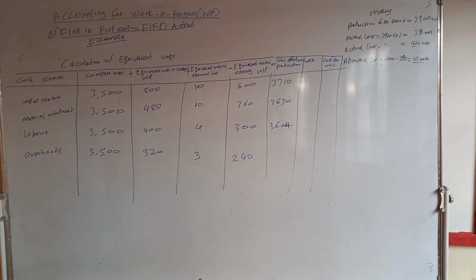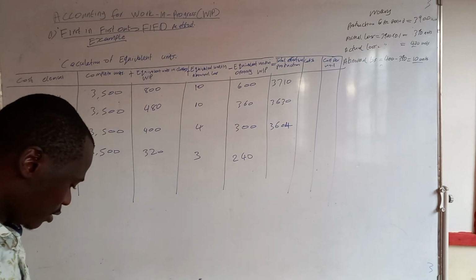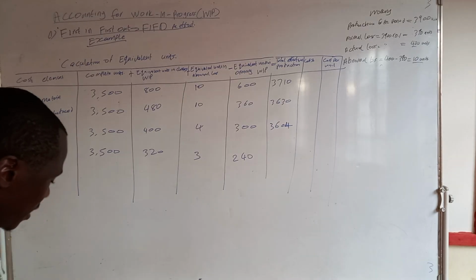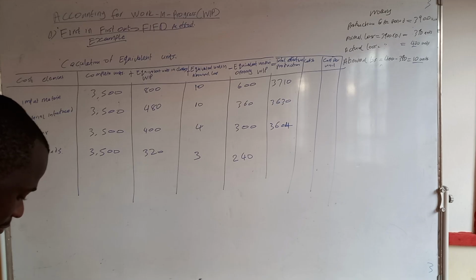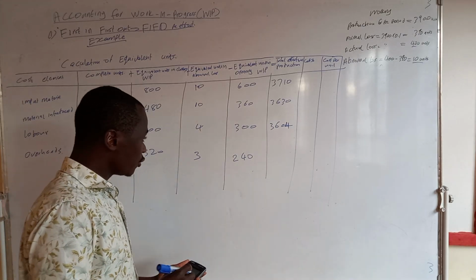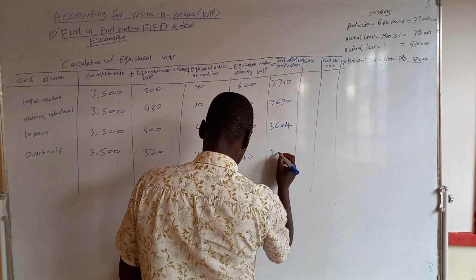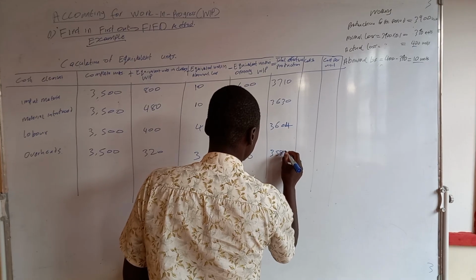Then we go to overheads. Overheads we have 500 plus 20 plus 3 minus 240. We get 3,583.